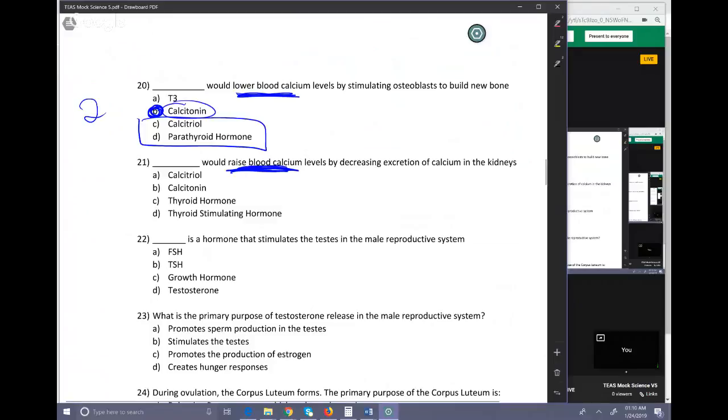21 is the opposite. So raising blood calcium is going to be calcitriol and or PTH, which is why they don't have PTH there. Both of those are from Anatomy 2.